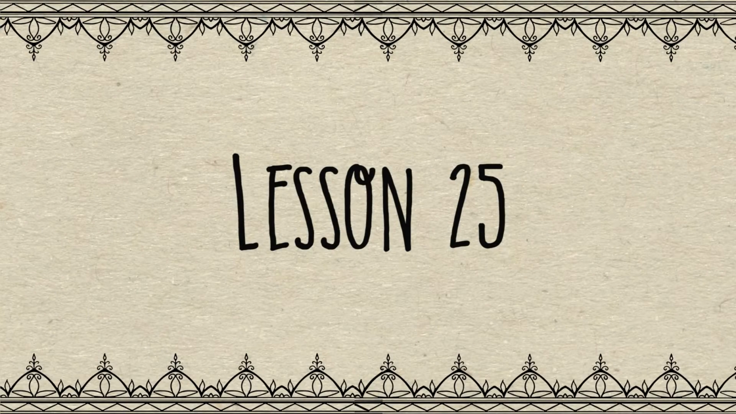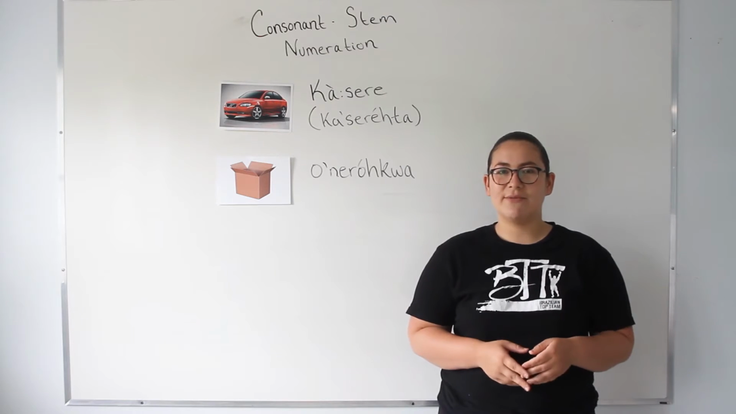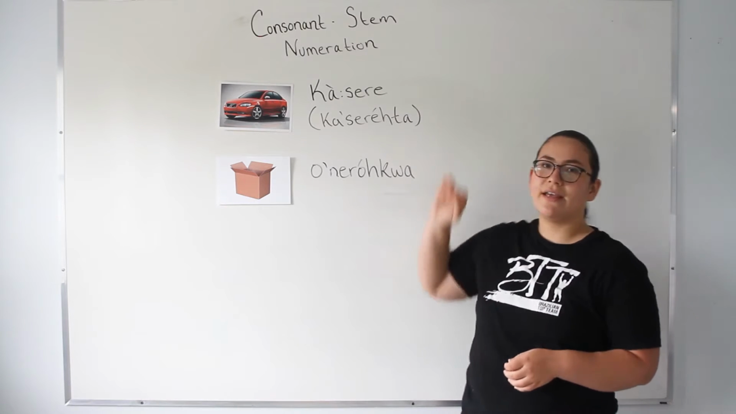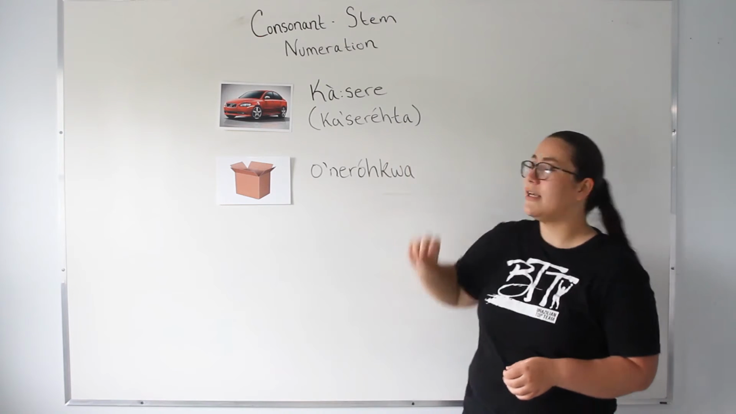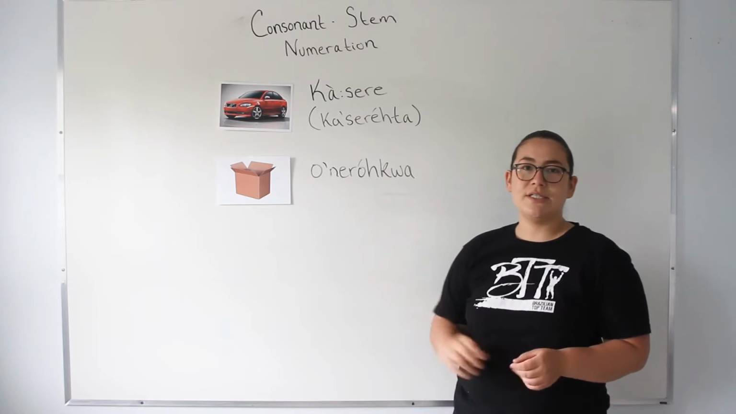So today we're going to be continuing on from last week where we learned about noun incorporation. Today's lesson will focus on consonant stem noun incorporation when you're counting objects. So for today's lesson we're going to be focusing on two consonant nouns. Gazere, and it has an old word which has a nominalizer attached to the end. Gazereta, which means car, and then otnerokwa, which is a box.